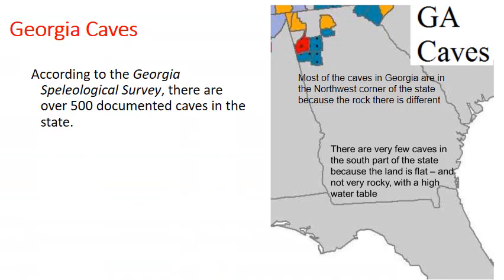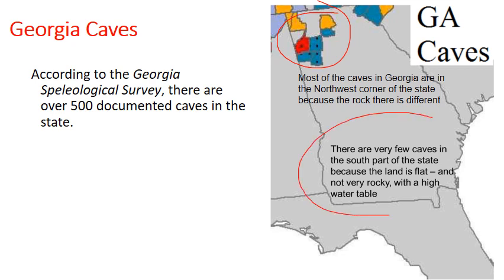Now in Georgia, we have caves. We have over 500 documented caves in our state. And as you can see from the map, most of the caves in our state are found up here in the northwestern part of the state. The reason for that is that there's different rock up there. The whole state of Georgia gets a fair amount of rain, but the rock type in the northwestern part of the state is the right type of rock to be dissolved easily by water.